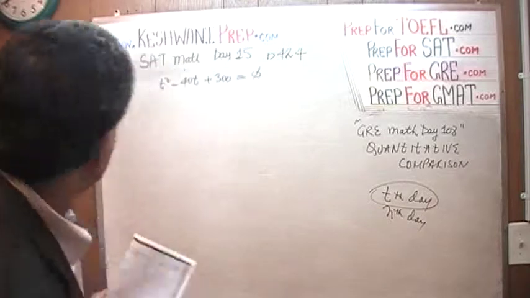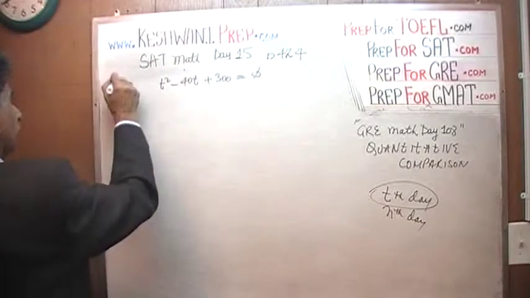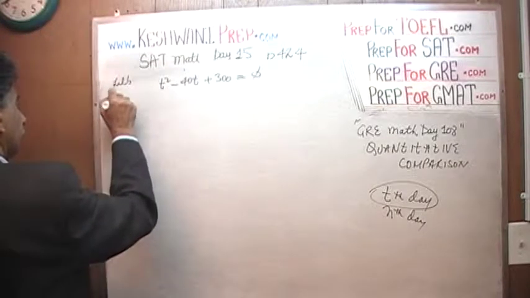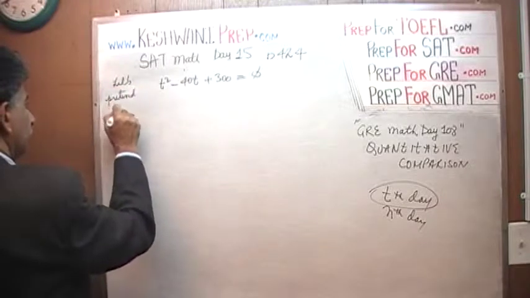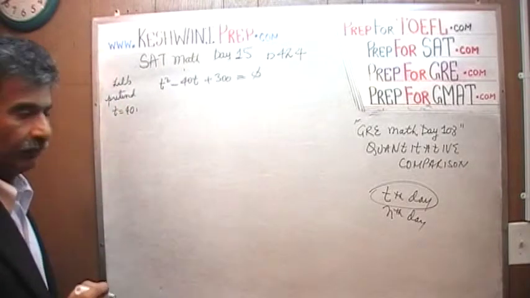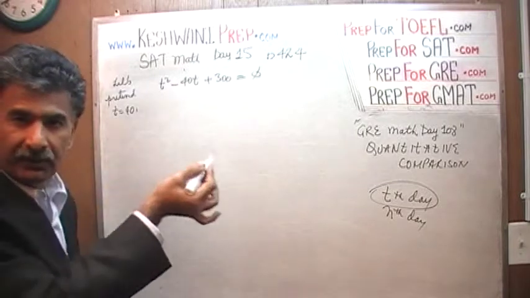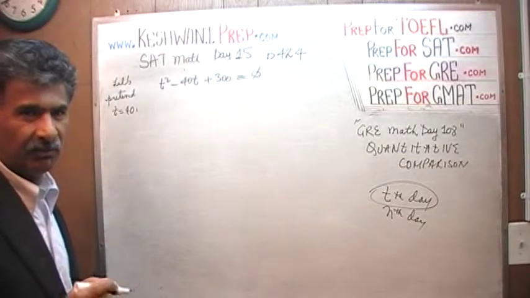I cannot pretend because I don't know how to spell pretend. Let's pretend t equals 40. So let's just see what happens, okay? I'm not going to do every single calculation here, step by step, because it will be too long.